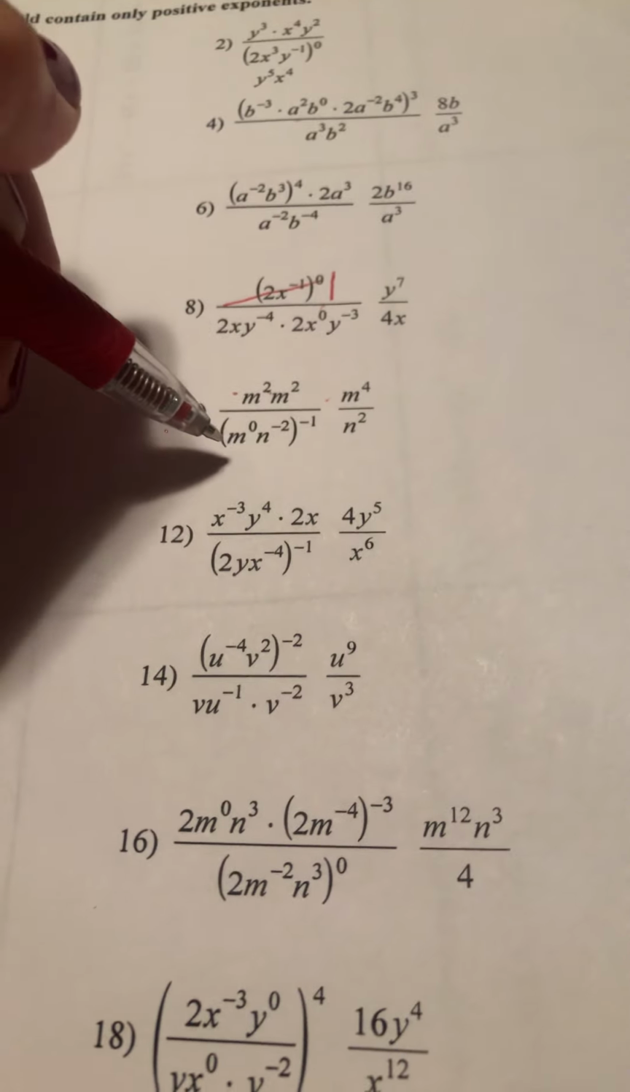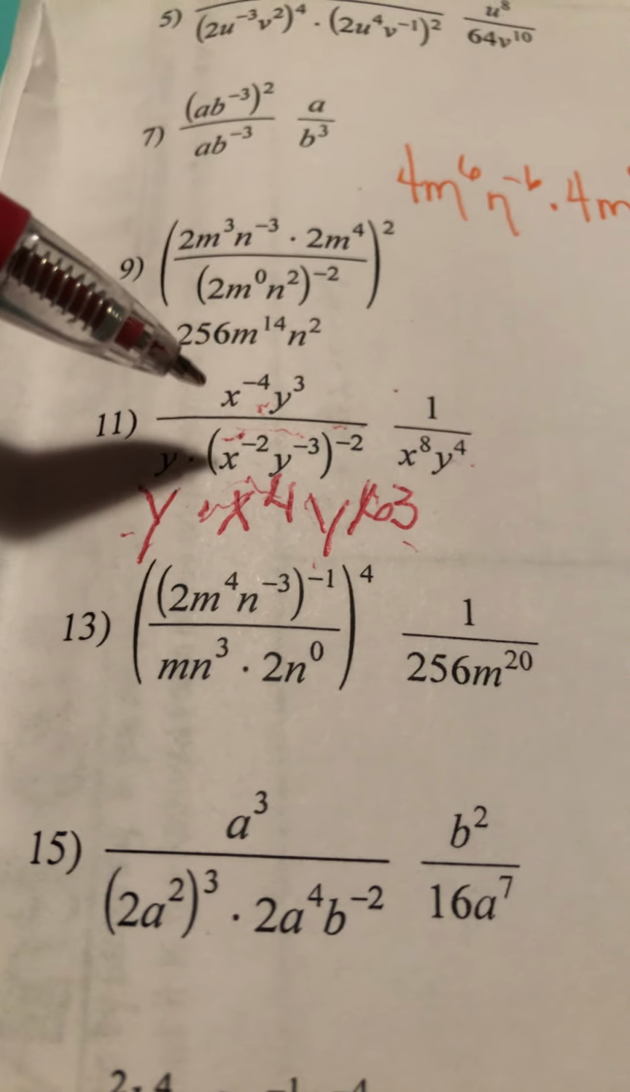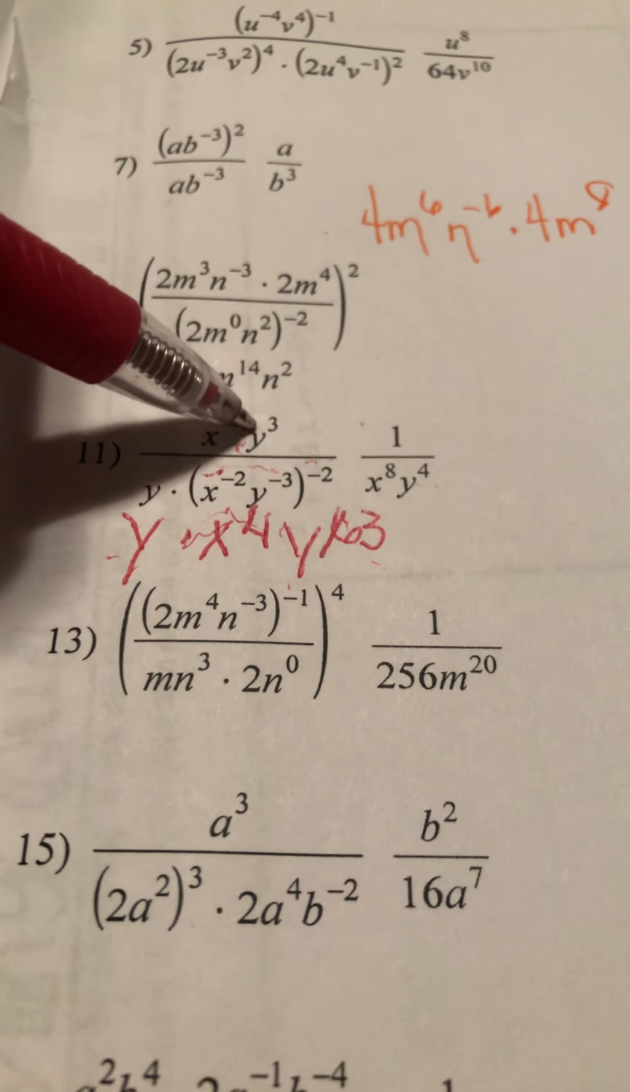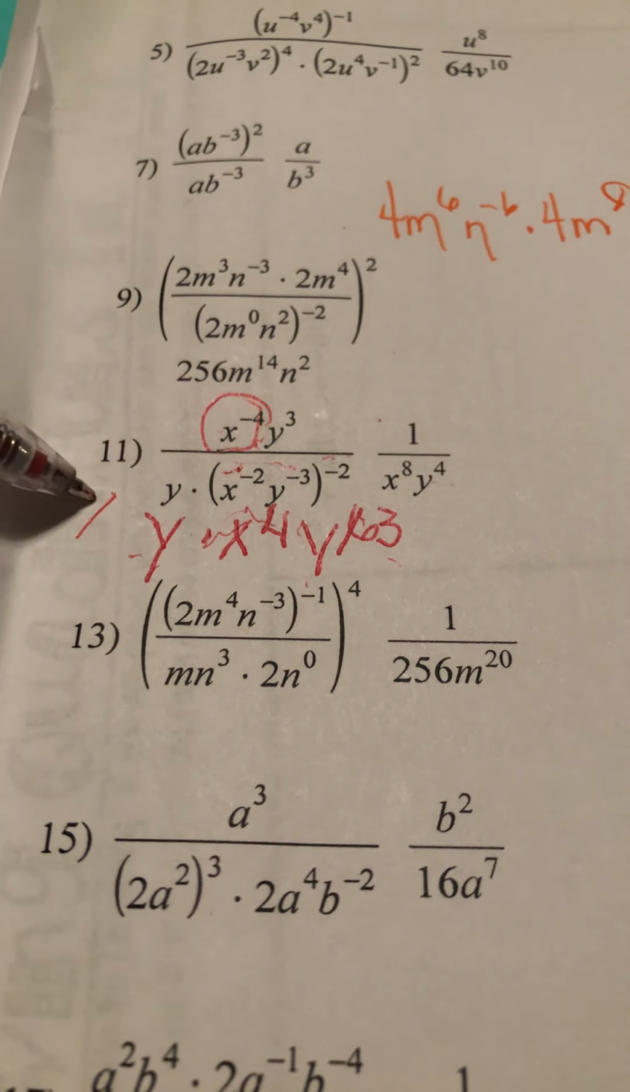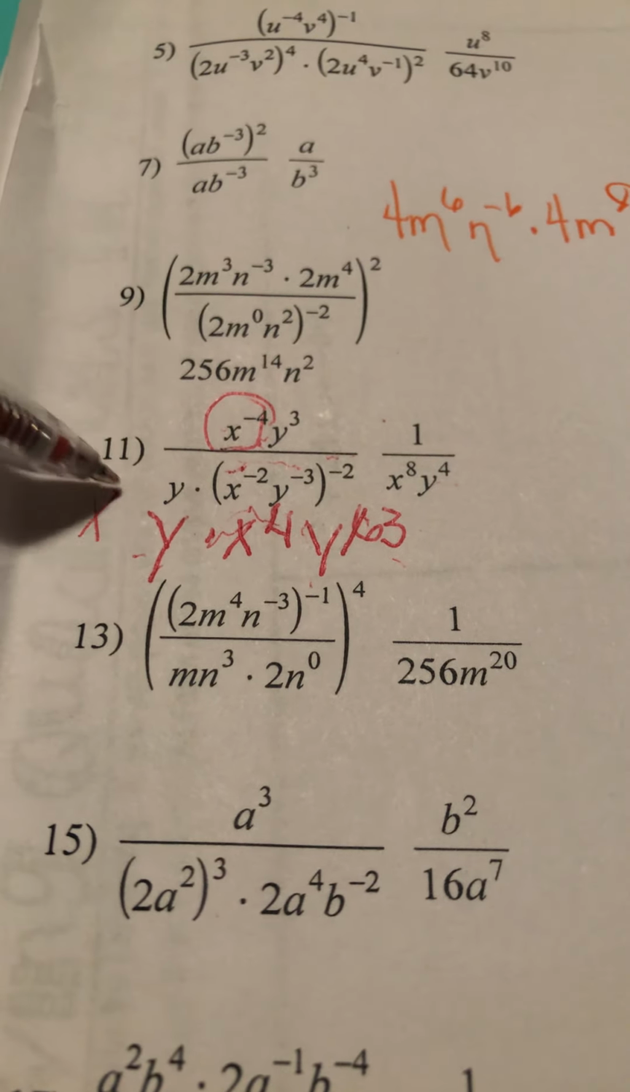And then the next thing we're going to do is bring this x to the fourth down to the denominator and make it a positive. So it would be x to the fourth, which would make it 1 over x to the 8th, y to the 4th would be your answer.